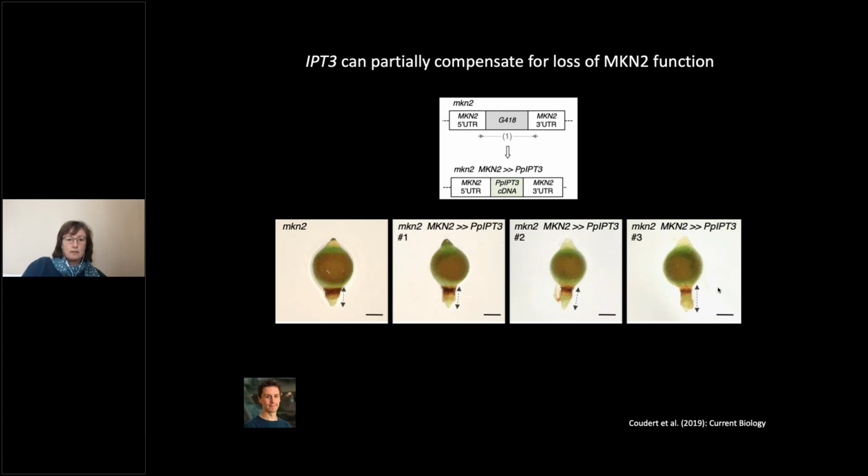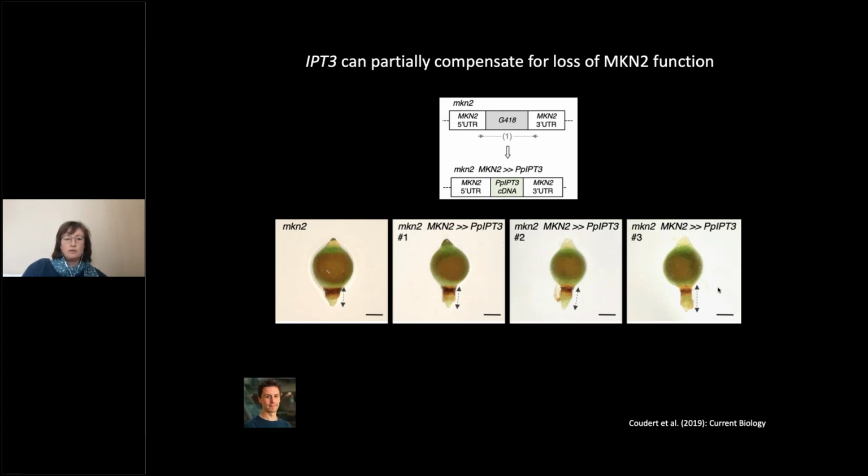So in this piece of work, we used the MKN2 mutant locus, which has a G418 resistance cassette in place of MKN2, and we replaced that with a PpIPT3 cDNA. And we wanted to test whether IPT3 can complement the MKN2 mutant phenotype using this targeted replacement strategy. And the outcome of that is shown at the bottom.